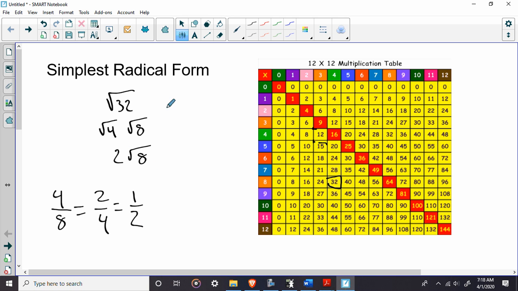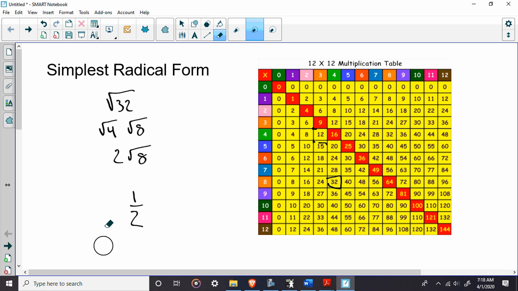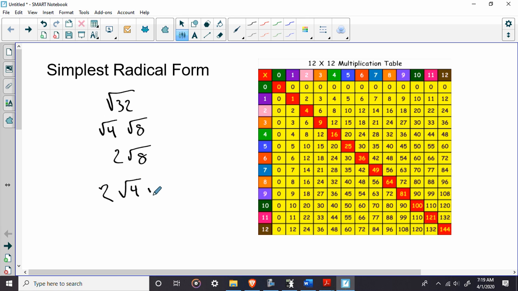This is not as compact as it could be because, in fact, there's another perfect square that goes into 8, and that's 4, right? I could do it again. So 2 times radical 4 times radical 2, right? 4 times 2 makes 8, and the square root of 4 is 2.